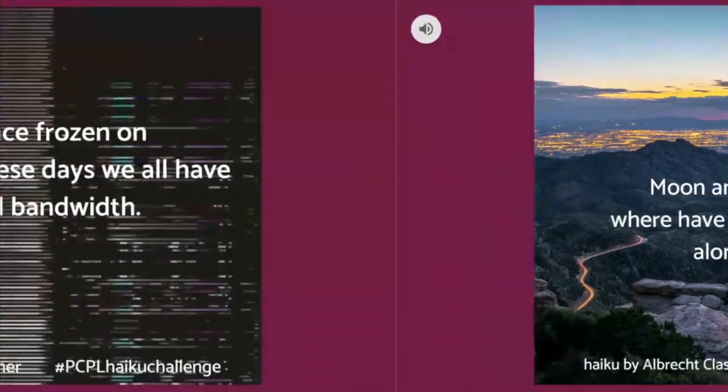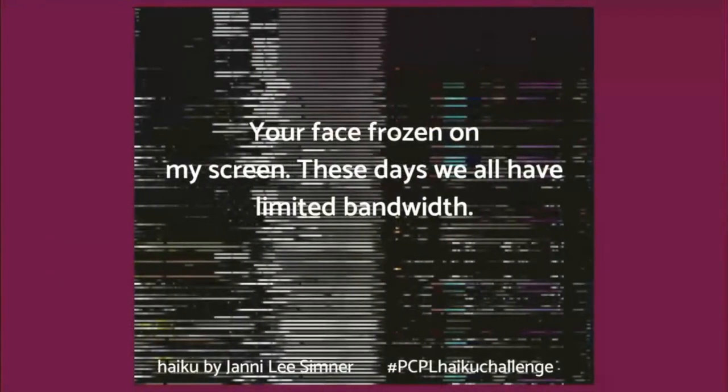The poem works. Your face frozen on my screen. These days we all have limited bandwidth. Okay, so this is a little funnier. You know, normally we don't find funny haikus. They're usually a little deeper, but this one's still deep and it follows all the requirements still. It's definitely there, 17 syllables. It's got the three lines. It's got that structure. And it says something more than what's actually written there. So it works as well.